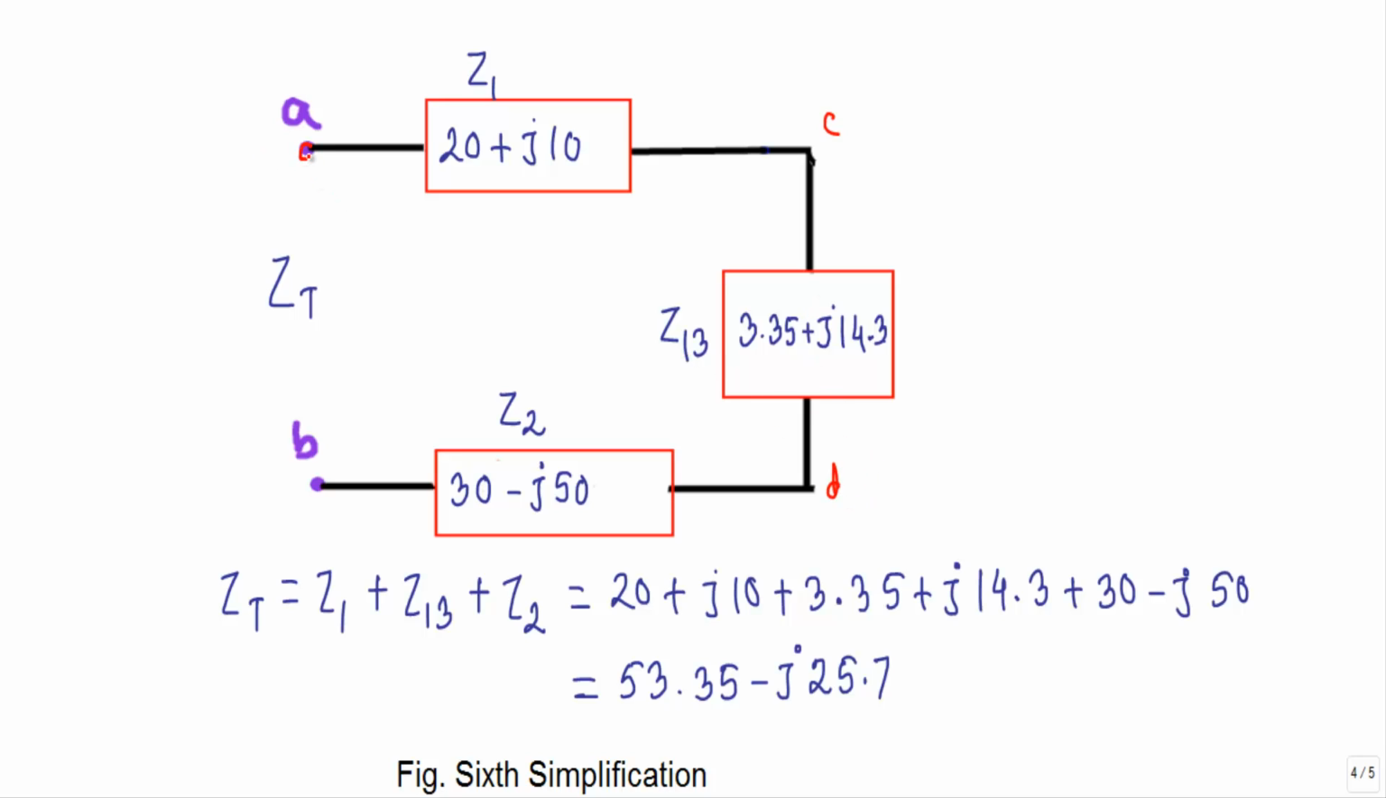And see, look at between terminal A and B. With respect to terminal A and B, I will have the impedance Z1, Z13 and Z2. They are connected in series, so their equivalent impedance or total impedance will be the sum of Z1, Z13 and Z2. So our total impedance of the circuit will be Z1 plus Z13 plus Z2, which will be equal to 20 plus J10 plus 3.35 plus J14.3 plus 30 minus J50, which will give us a value of 53.35 minus J25.7, and this is the total impedance or equivalent impedance of the given circuit.